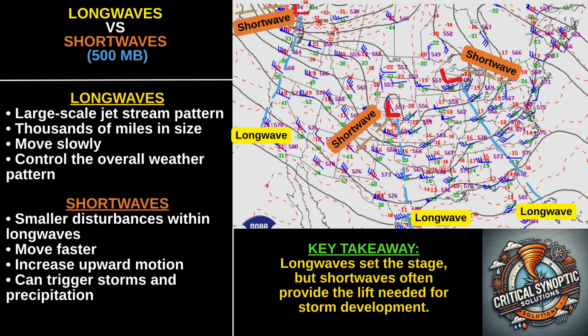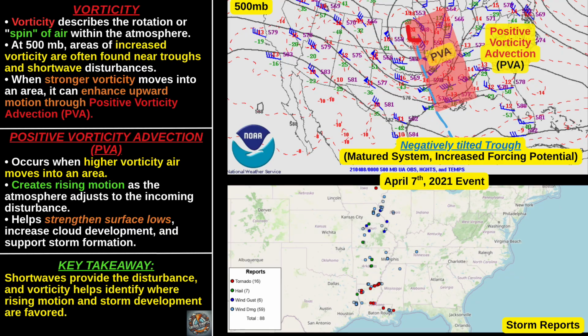So far, we've learned how to find the major features on a 500 millibar map, but knowing where the ridges and troughs are is only half the story. Next, we're going to talk about vorticity, one of the biggest clues meteorologists use to figure out where storms are most likely to strengthen. Now let's talk about one of the trickier concepts in meteorology, vorticity. Don't worry about the name too much, the idea is actually pretty simple.